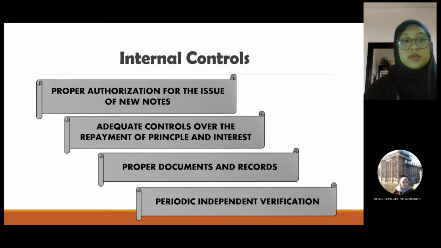For internal control, the first point is proper authorization for the issue of new notes. The board of directors or high-level management are responsible for the issuance of new notes. Two signatures of properly authorized officials are required for all loan agreements. When notes are renewed, they need to be subject to the same authorization procedures as those for the issuance of new notes. The second point is adequate control over the repayment of principal and interest.